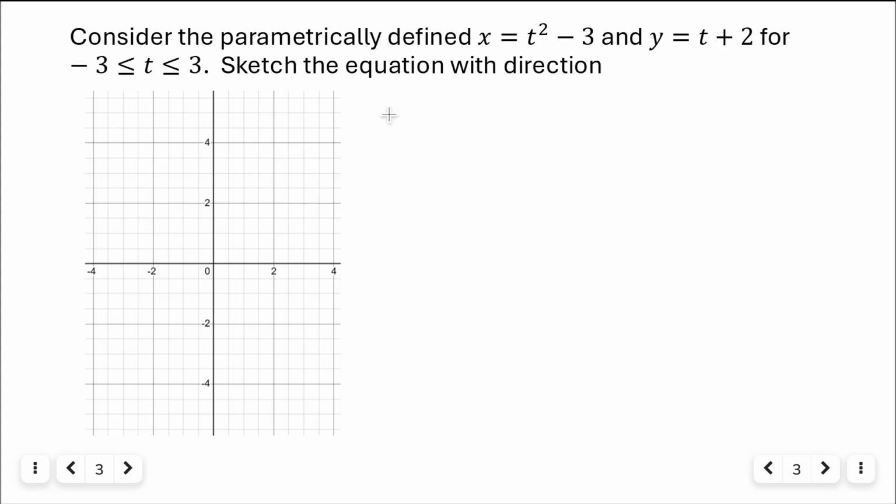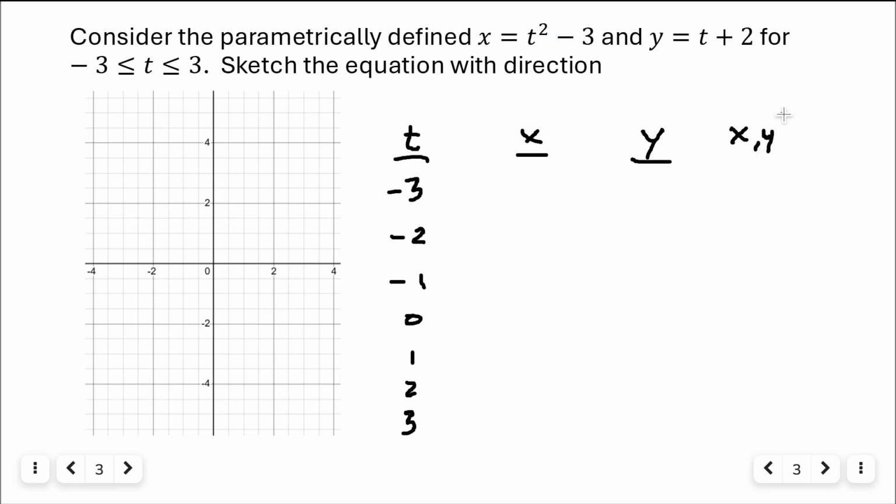Now, to sketch this, we're actually going to plug in values of t. It seems pretty tedious, but we're going to do it for the first time just so we get an idea of how this whole thing works. So we're going to plug in all these values of t. If I plug in a value of t, it's going to give me an answer for x and an answer for y, and that gives me an ordered pair x, y. It gives me my x location and my y location for that t, and then I can plot that point on my coordinate plane.